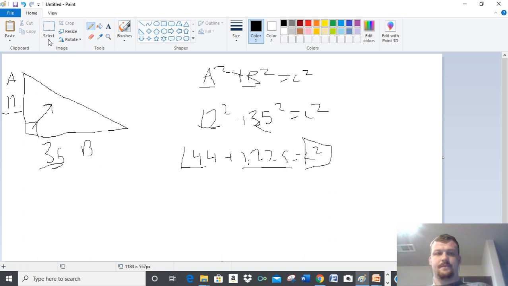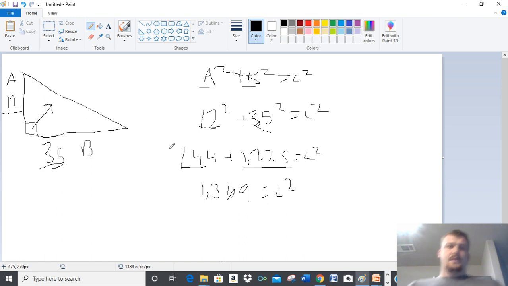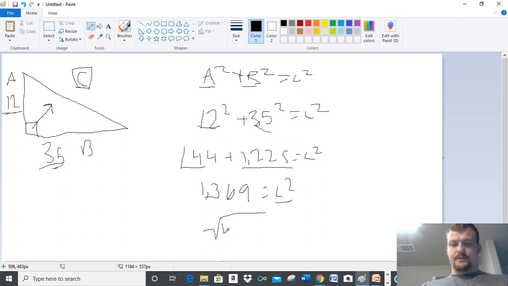So now you just add these bad boys up, 144 and 1,225, and that comes out to be, after you plug it into your calculator, 1369 equals C squared. Now we're not looking for C squared, remember, we're just looking for C. So in order to get rid of the squared, we have to do the opposite of squared, which is square root. So we do the square root of 1369.